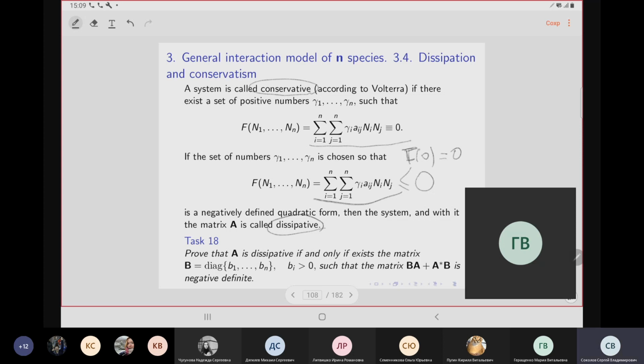First of all, one can prove that A is dissipative if and only if there exists a diagonal matrix B such that the matrix BA plus A transpose B is negative definite. It's not that complicated. We just rewrite what these matrices mean, and we see that it is just the same.